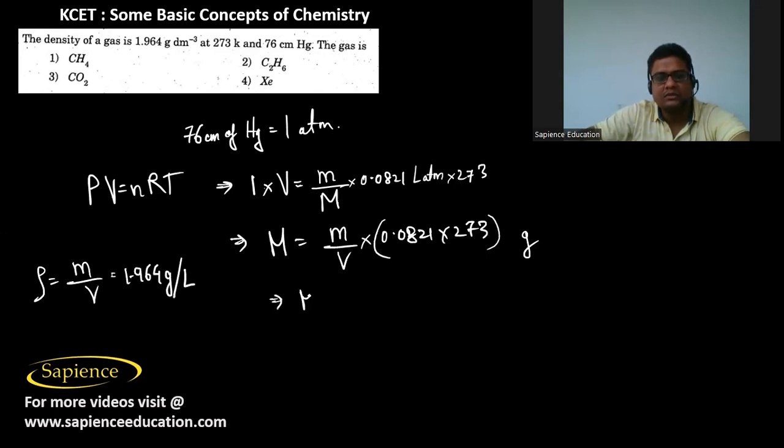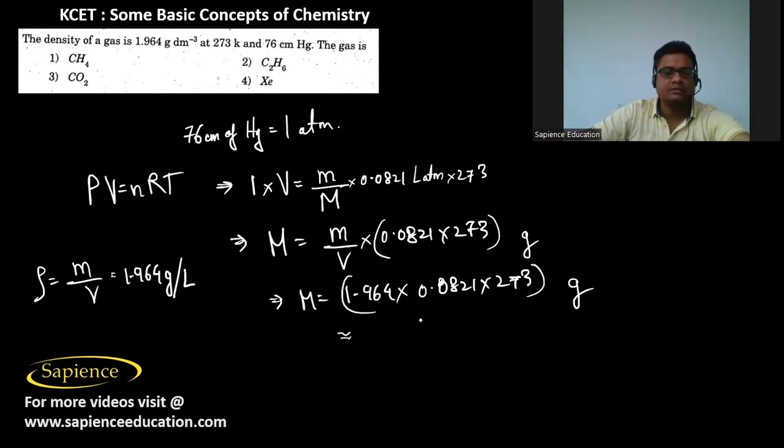So therefore, the molar mass is 1.964 into 0.0821 into 273, this much gram. If we solve it, we will get approximately 44 gram. So we know that 44 gram.